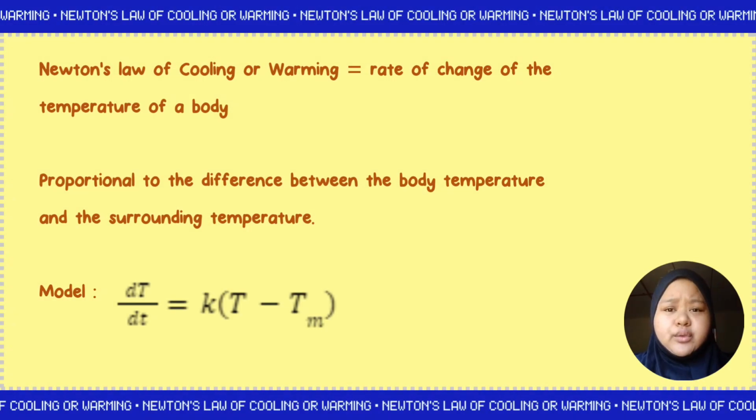What is Newton's law of cooling or warming? Newton's law of cooling or warming says the rate of change of body temperature is proportional to the difference between the body temperature and the surrounding temperature. The model is dT/dt = k(T - Tm), and I will ask for the explanation of that model on the next page.